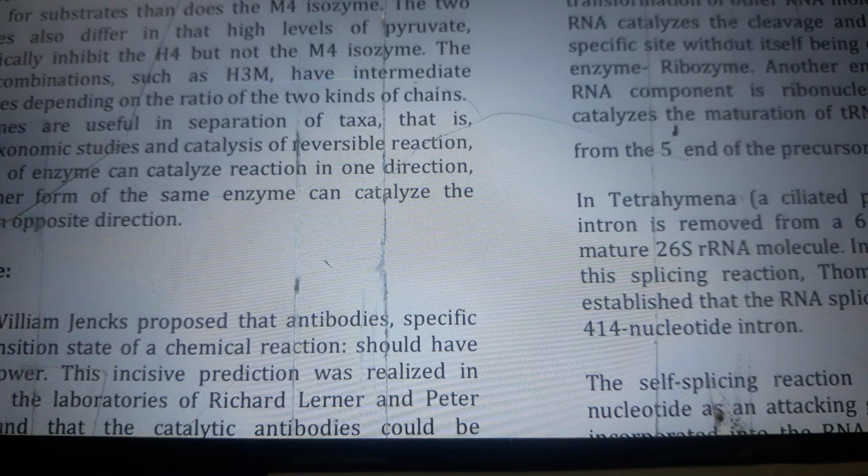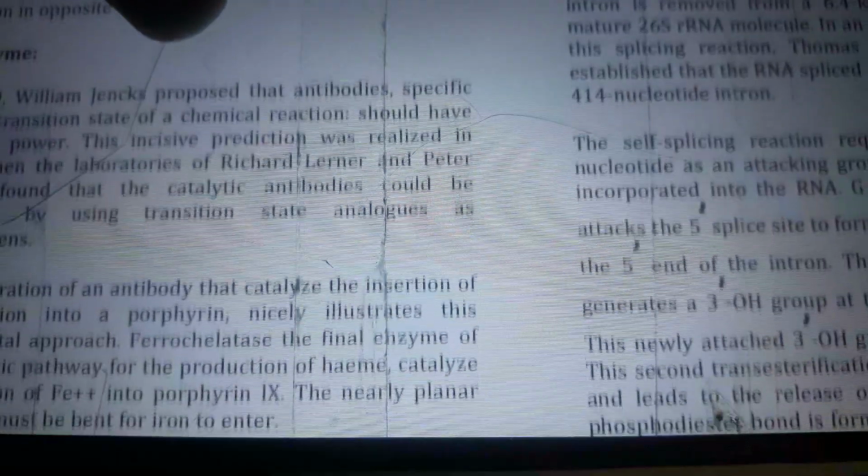Isoenzymes are useful in separation of taxa, that is, in chemotaxonomic studies, and in catalysis of reversible reactions. One form of an enzyme can catalyze a reaction in one direction, while another form of the same enzyme can catalyze a reaction in the opposite direction.